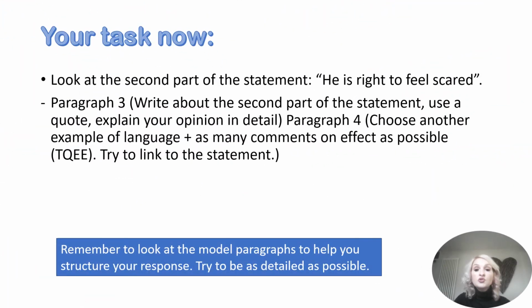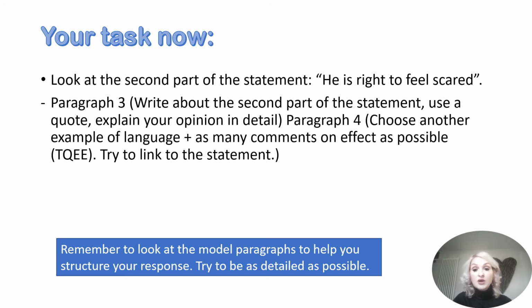Okay, folks, so this is your task now. So I've done paragraph 1 and paragraph 2 on the slides, and you're going to do paragraphs 3 and 4. So you're going to be looking at the second part of the statement. He is right to feel scared. So you're going to write paragraph 3 where you talk about your opinion. Get yourself looking at the scale. Where are you sitting on the scale? Are you agreeing? Are you disagreeing? To what extent? Then you're going to do a paragraph 4 where you're going to write about language from the extracts with as many comments and effects as you can.